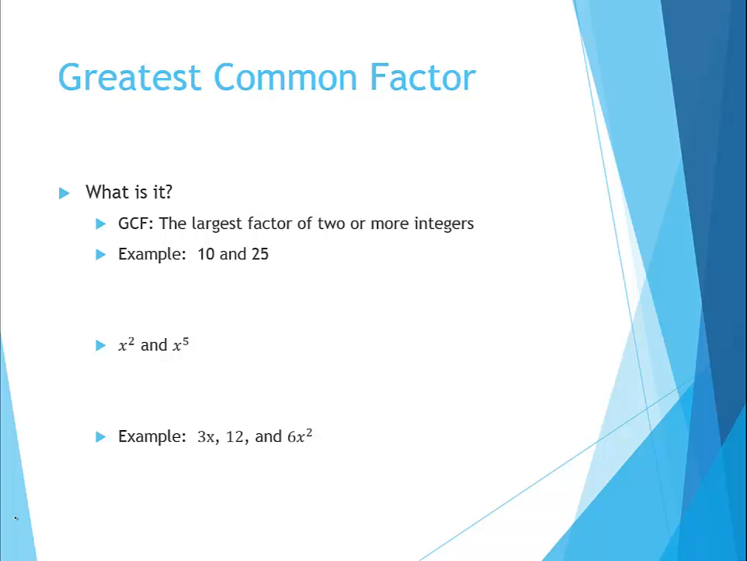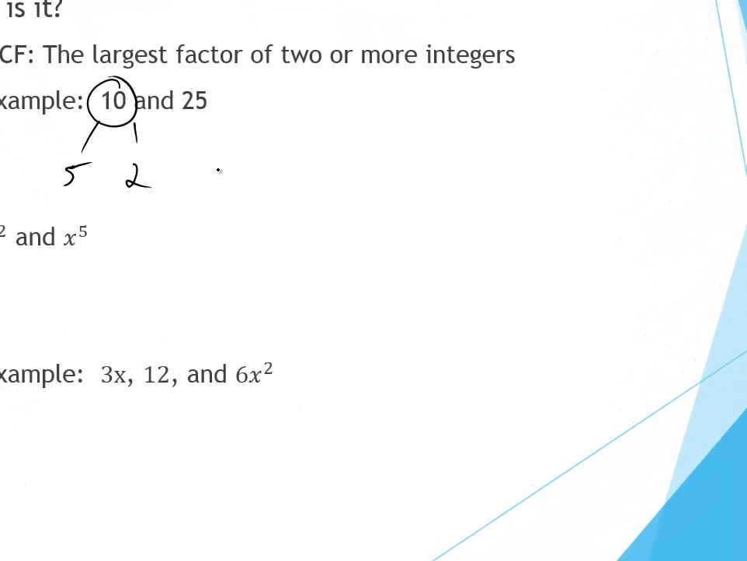Our first example is we have 10 and 25. So, what is the greatest common factor of 10 and 25? First, we're going to break up 10 into its prime numbers, which is going to be 5 and 2. And then break up 25, which is going to be 5 and 5. Now the number that's in common is going to be 5, so then your GCF will be 5.